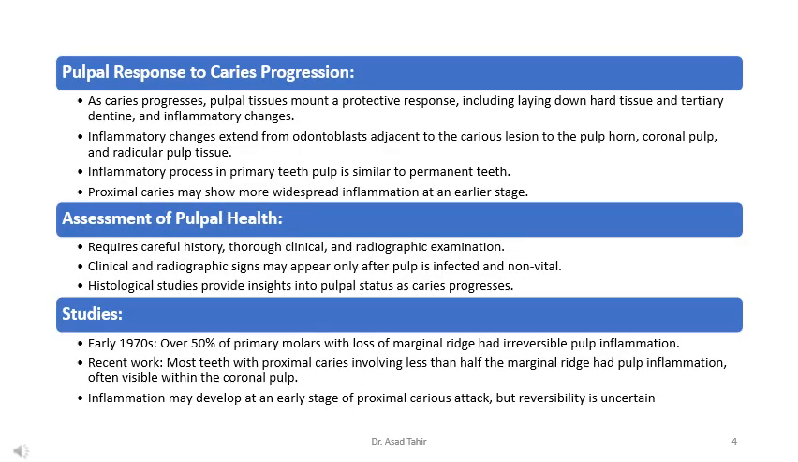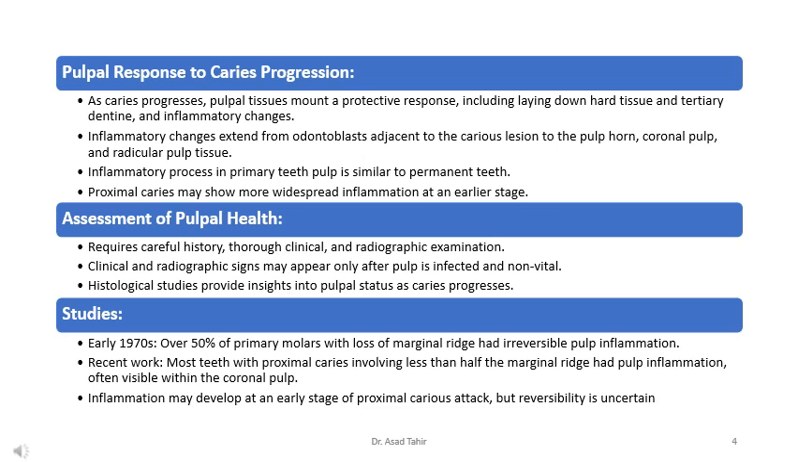Pulpal response to caries progression. As caries progresses, pulpal tissues mount a protective response, including laying down hard tissue and tertiary dentine, and inflammatory changes. Inflammatory changes extend from odontoblasts adjacent to the carious lesion to the pulp horn, coronal pulp, and radicular pulp.